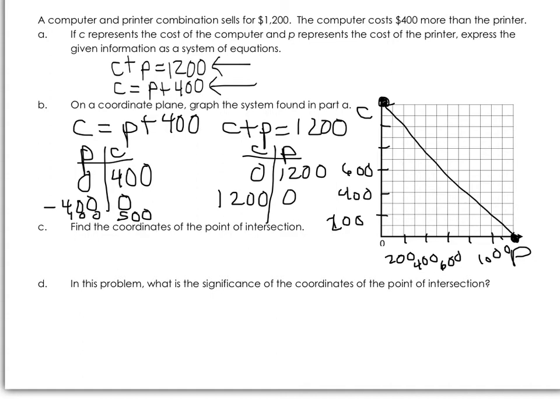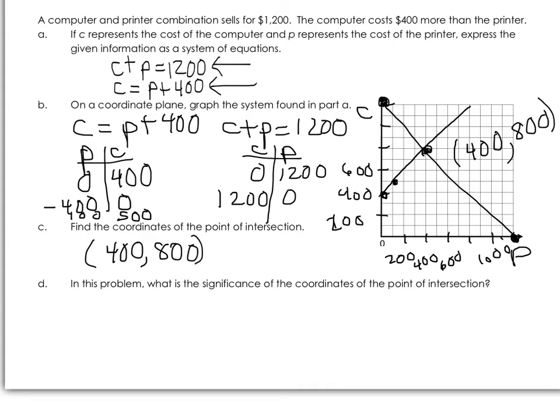What about C equals P plus 400? We have the point 0, 400, and then we have the point 100, 500. So that's our second line. Where do they cross? I believe they cross at the point 400, 800. That's the solution. That's the point that they have in common.